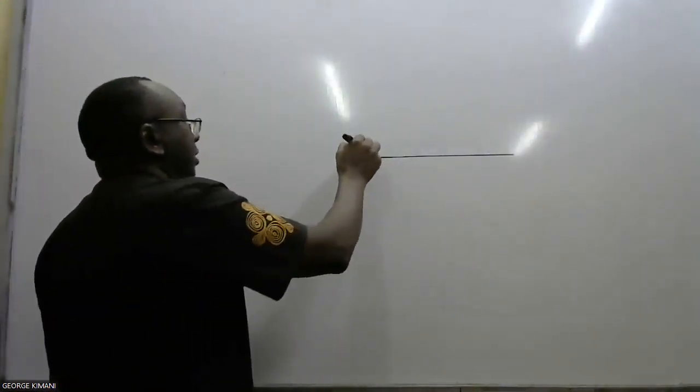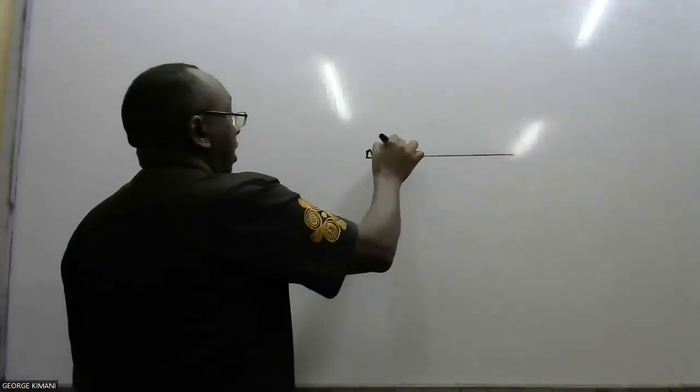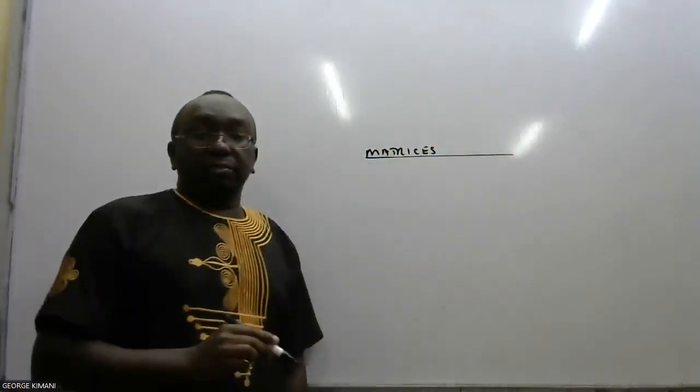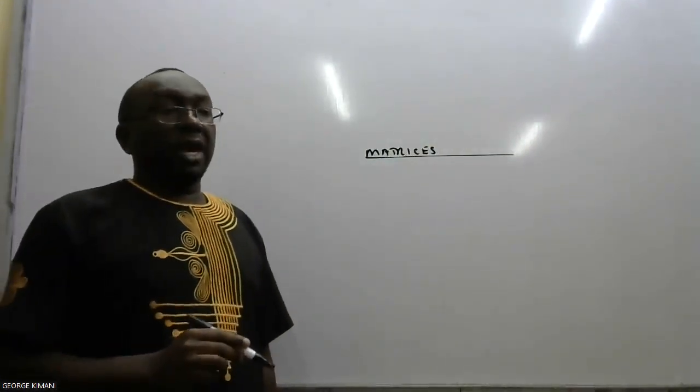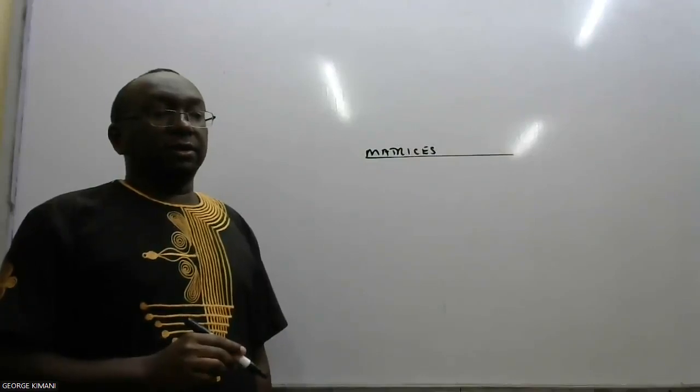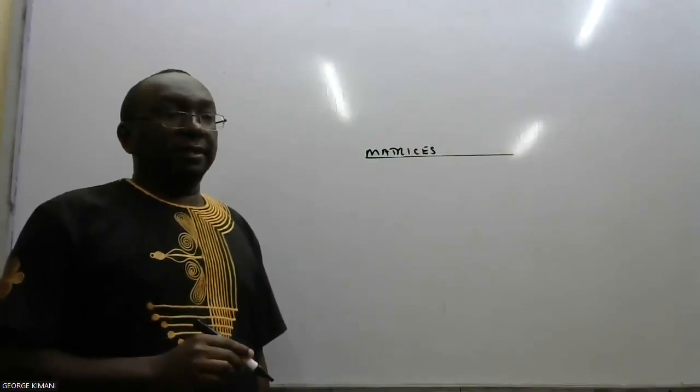Matrices. And by definition, a matrix is simply a group of items that are enclosed within brackets.